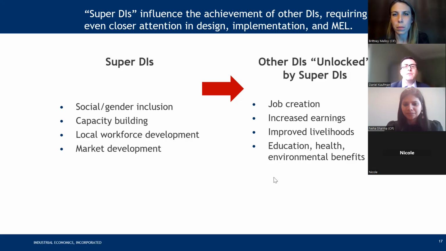Now, beyond the fact that these development impacts were strongly reflected in the evaluation, what was even more notable to us was how frequently they were actually a precursor or a prerequisite for other development impacts, such as increased earnings, job benefits, and improved livelihoods. And so these SuperDIs are particularly crucial to plan for in the project design stage.